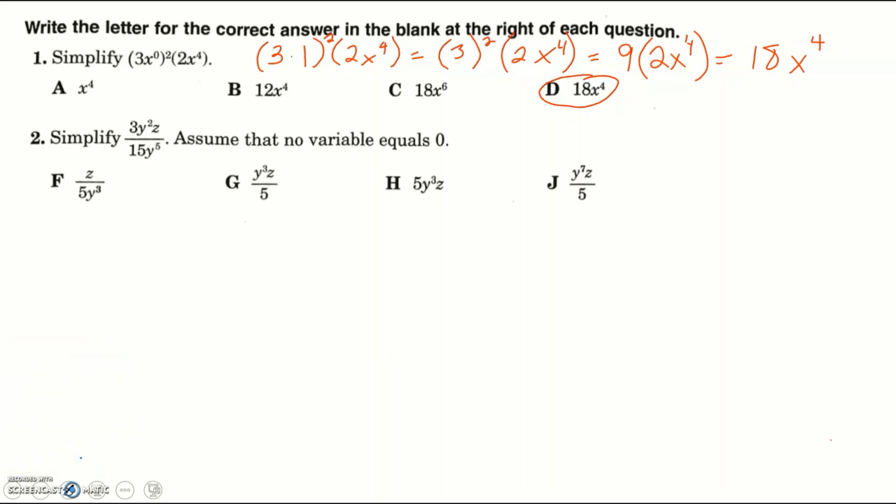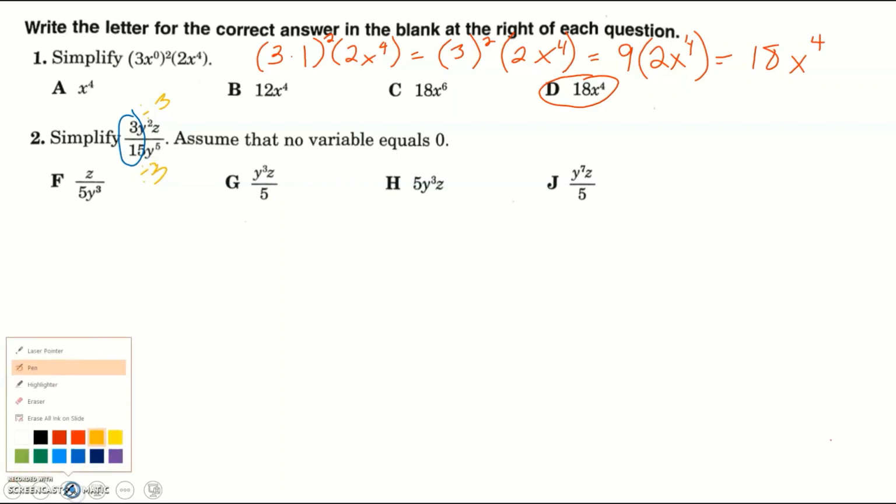All right, number 2. Simplify 3y squared z over 15y to the 5th. So there's two things that we need to simplify here. You need to simplify your coefficients, 3 and 15. They're just coefficients, they're just dividing like normal. It's really like a fraction, like 3 over 15. And so you would reduce whatever common factor they have, and they both are divisible by 3, right?